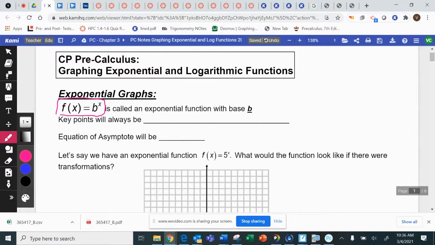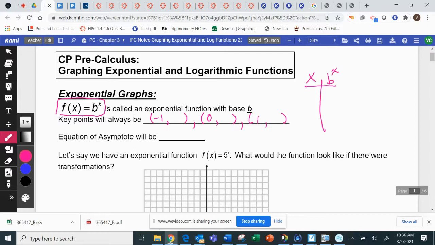I want you, every single time, to pick key points that are -1, 0, and 1. Any more points that you need to draw a graph, that's totally fine. You can pick more points, but these are the minimum points I would like for you to find. So if I have the equation of b to the x and I plug in 0 for x, what are we going to get? 1 every single time, unless there was some sort of transformation.